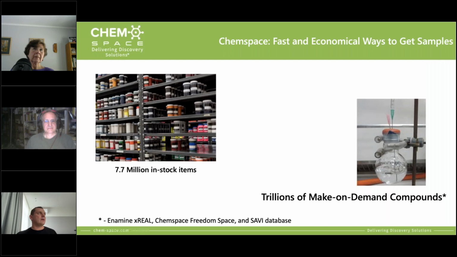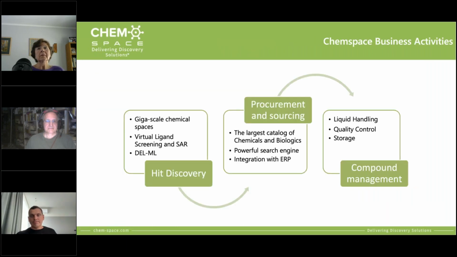The reason for this is that the spaces are created not based on some intuition, but based on chemical knowledge. And we have a few examples of those. What we're doing at Chemspace is trying to link the knowledge of hit discovery with a knowledge of procuring compounds through different sources and from different databases and chemical spaces.